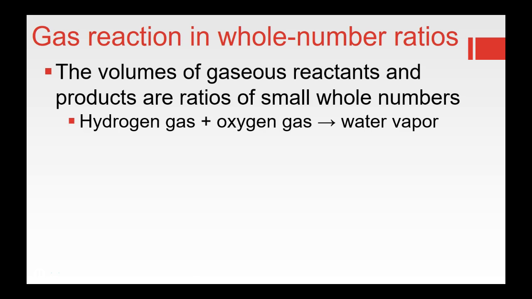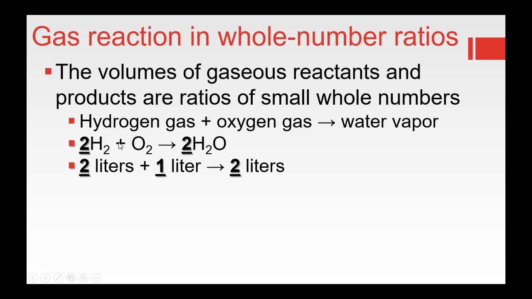So let's say we have the reaction of hydrogen gas burning with oxygen gas to make water vapor. So that's going to be H2 plus O2 makes H2O. And then you balance it out and we're going to have two hydrogen molecules that are going to react with one oxygen molecule to produce two molecules of water. So these are whole number ratios. That will come into play in just a moment there.